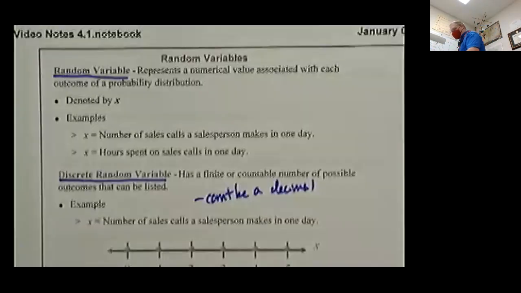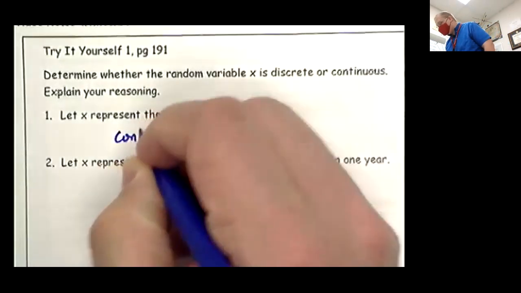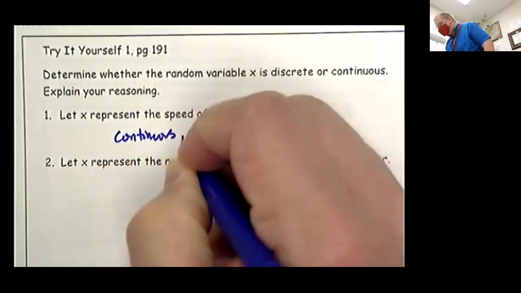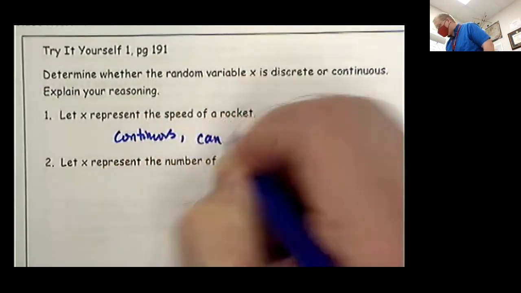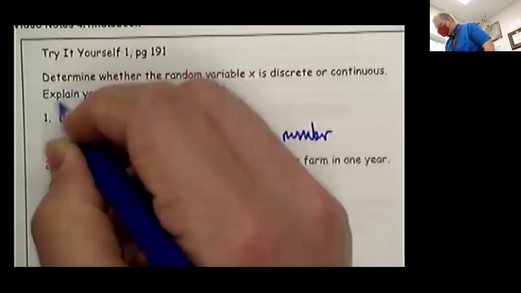Go to the next page. Go ahead and pause the video for a moment and answer number 1 and number 2. Determine whether the random variable x is discrete or continuous. Number 1, let x represent the speed of a rocket. Well, a rocket could go any speed. It could go 100 miles an hour. It could go 100.5 miles an hour. So it can be any number. Therefore, it is continuous. Why? Because it can be any number. That's the explain your reasoning part.